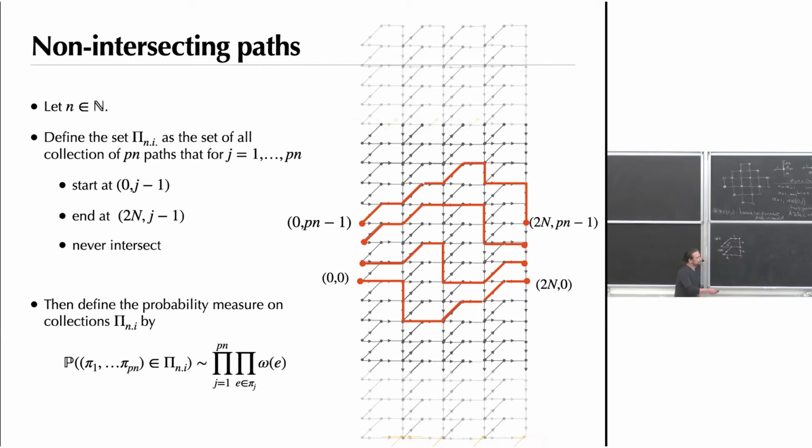So we will start at these points, and then we will end at these points. And then, of course, we take all the paths that are non-intersecting, going from left to right, and the probability of having a particular configuration is just the product of all the weights of the edges in the paths. That's just the usual way.